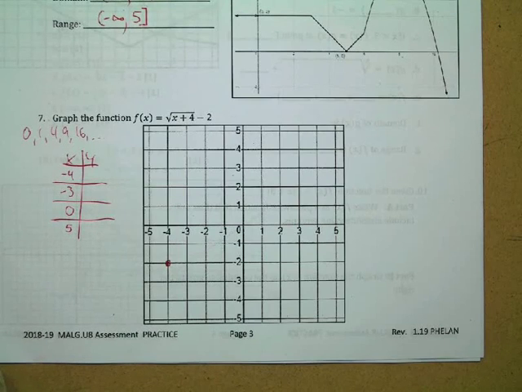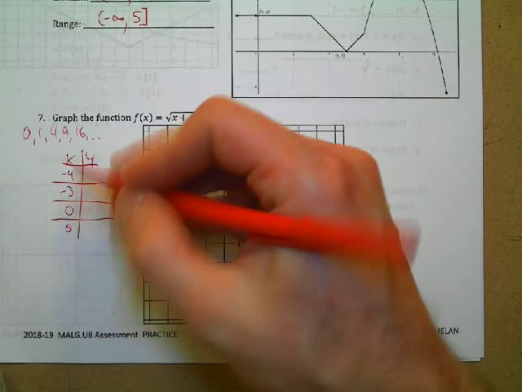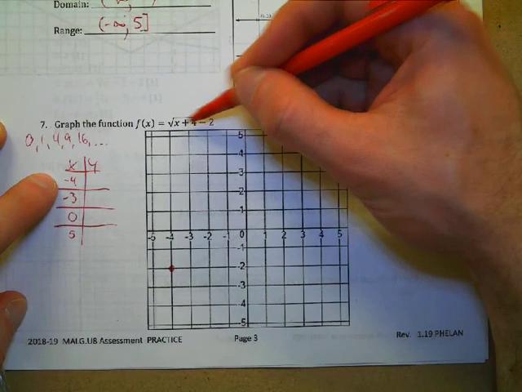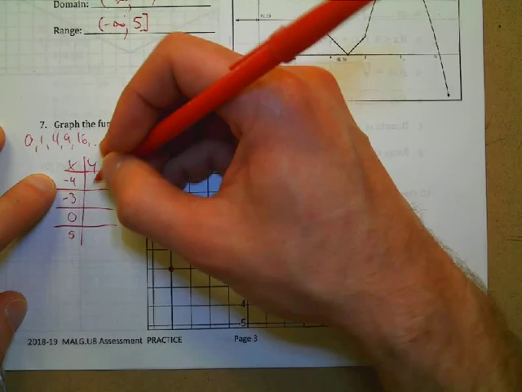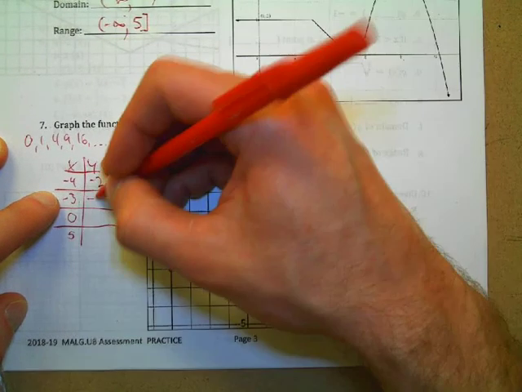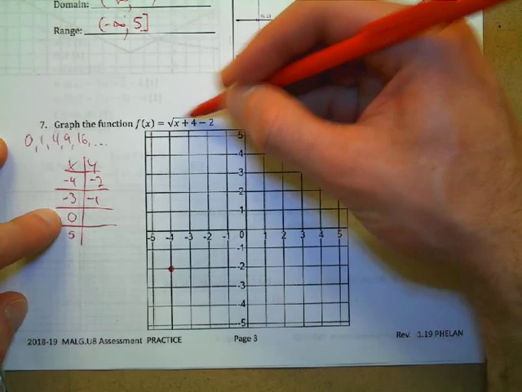Okay? Then we'll go to our graphing calculator and find the matching Y values here, or you can plug them in, right? I'm just going to plug them in, actually, because I can do mental math here. Negative 4 plus 4 is 0. Square root is 0, 0. Minus 2 is negative 2. Negative 3 plus 4 is 1. Square root of 1 is 1. Minus 2 is negative 1. 0 plus 4 is 4. Square root of 4 is 2. 2 minus 2 is 0.